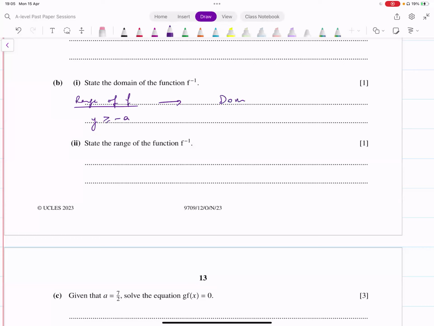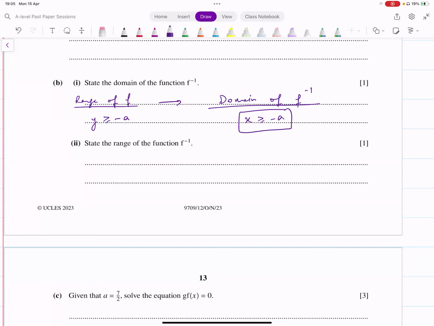What about the domain of f inverse? The domain of f inverse is going to be x greater than or equal to minus a. Remember, for domain, you always have to use x. So it's x greater than or equal to minus a. Is that okay?